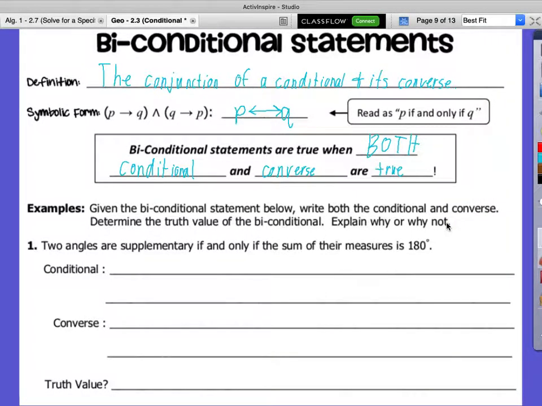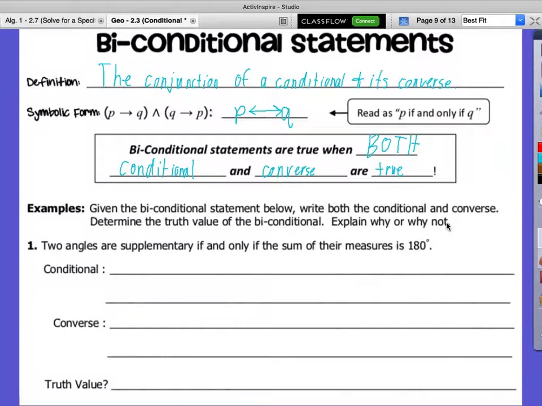Given the biconditional statement below, pause. Here's our biconditional statement. Two angles are supplementary if and only if the sum of their measures is 180 degrees. So we have part of a statement, if and only if, another statement. We're asked to write both the conditional and its converse. We'll get to the second sentence in a second.